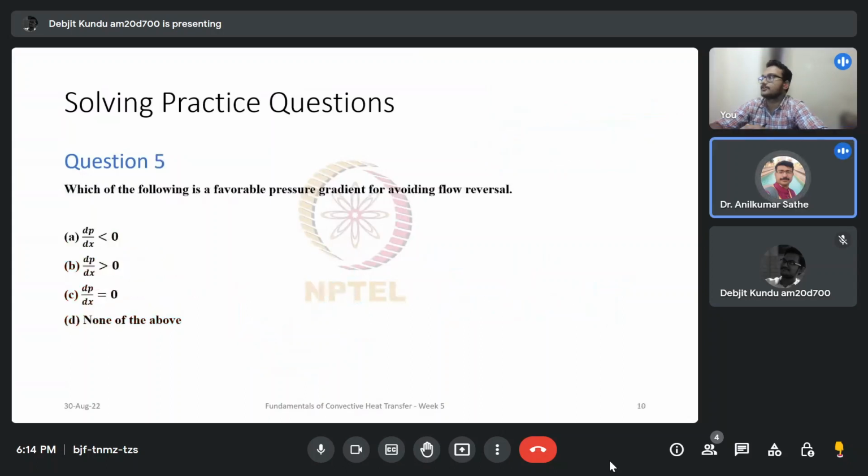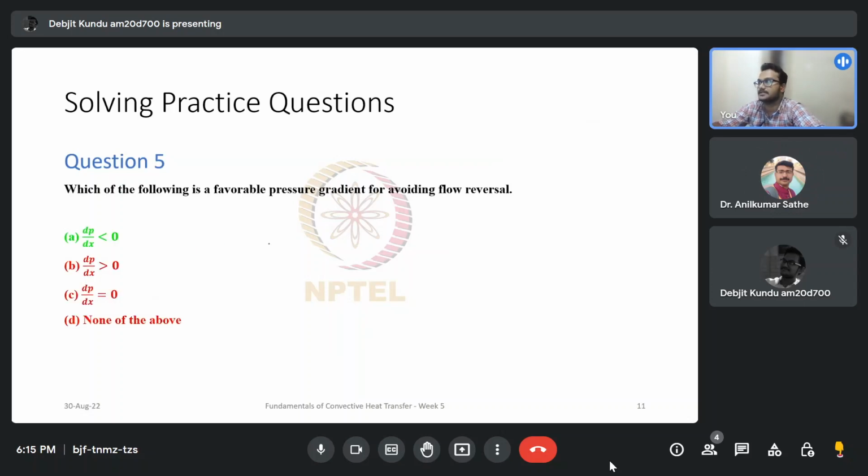Moving on. Question number 5. This is again an easy one. Which of the following is a favorable pressure gradient for avoiding flow reversal? Option A, dp/dx less than 0? B, dp/dx greater than 0? C, dp/dx equal to 0? Or none of the above? Less than 0.